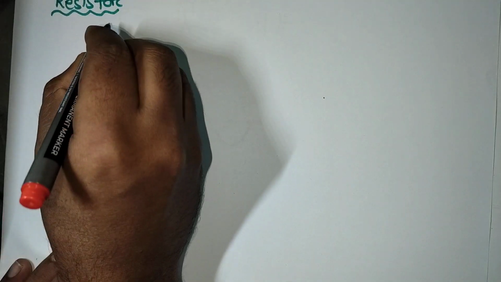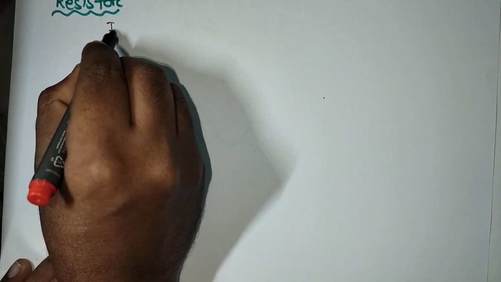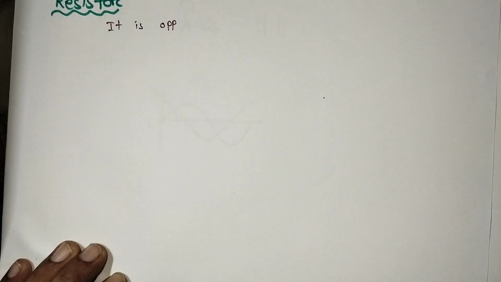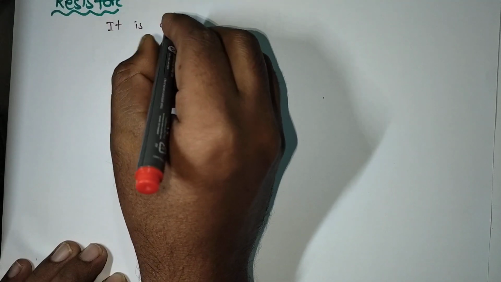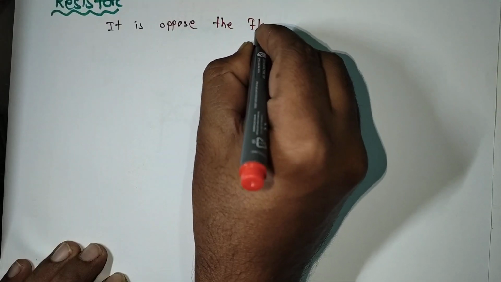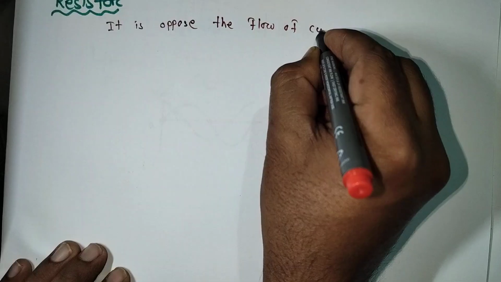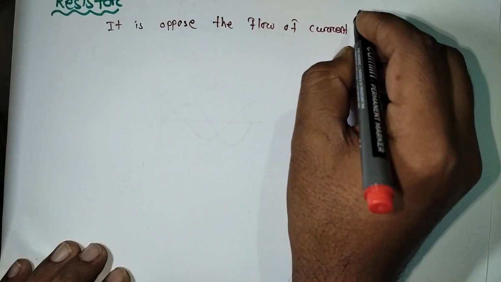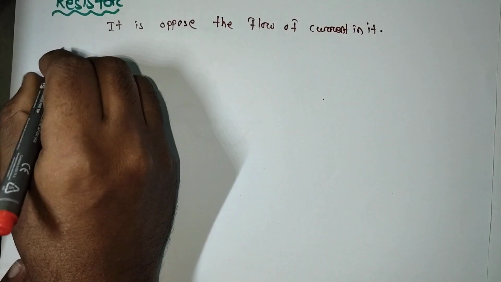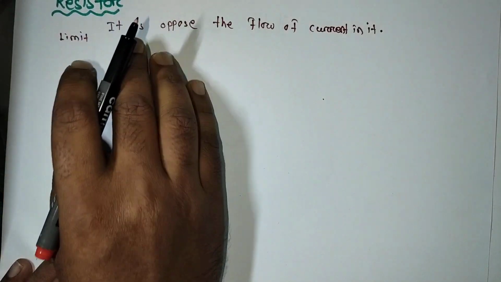Resistor, what is the work of the resistor? It is the component that opposes the flow of electric current, or you can say it limits the amount of current.